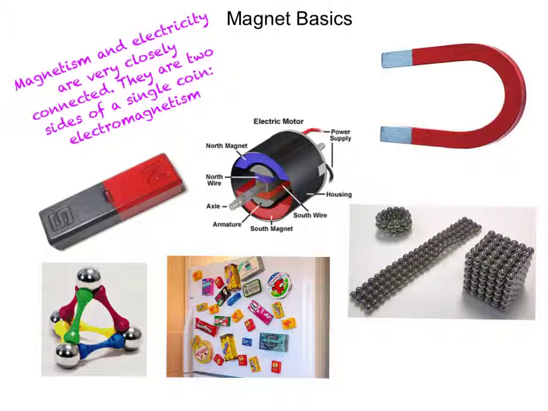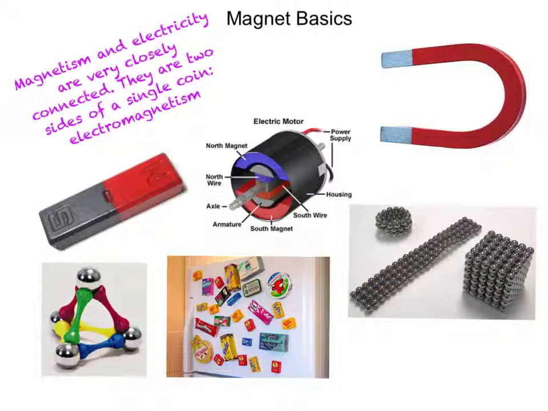Electricity involves two charges, right? A positive and a negative charge. Magnets have two poles, a north pole and a south pole. The fundamental rule for magnets is like poles repel, unlike poles attract. Just like charges repel, like poles will repel. Unlike charges will attract, unlike poles will attract. So I can take a north pole to a south pole of a magnet, they'll attract. South pole to south pole, they'll repel.